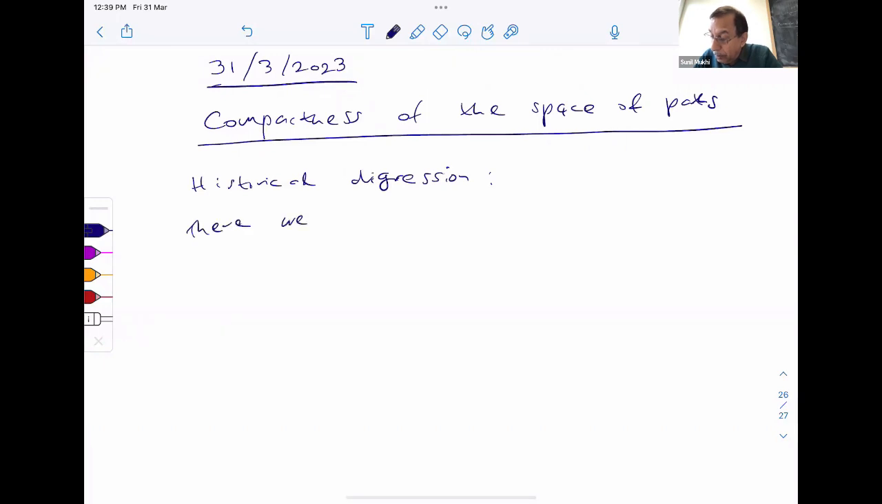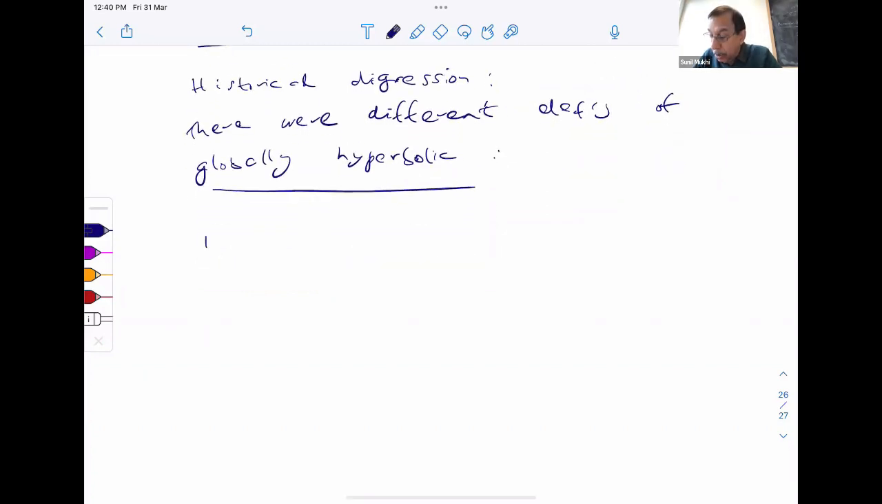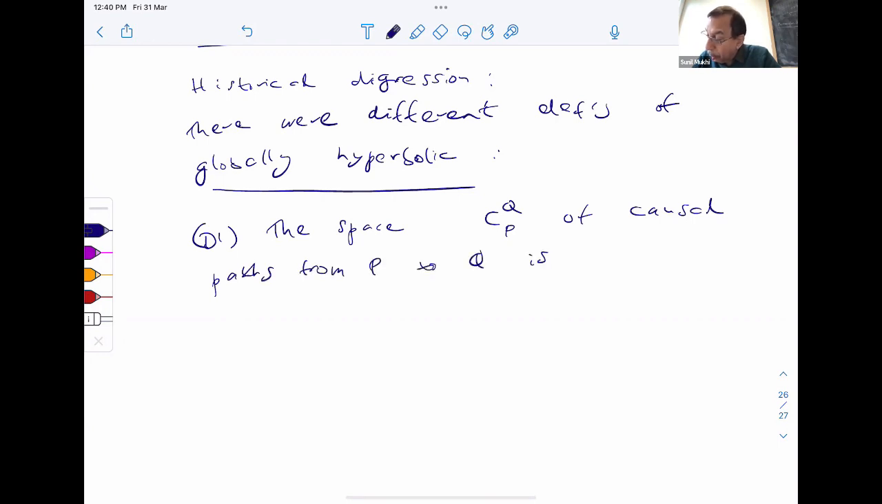So there were different definitions of globally hyperbolic. And we've used one, but there are two others. And let me give names to each of these in the historical order. So D1 is: and don't ask me questions here because I'm going to define anything which I haven't defined here in detail below. But I'm just giving you a kind of global picture. The space CPQ of causal paths from P to Q is compact.